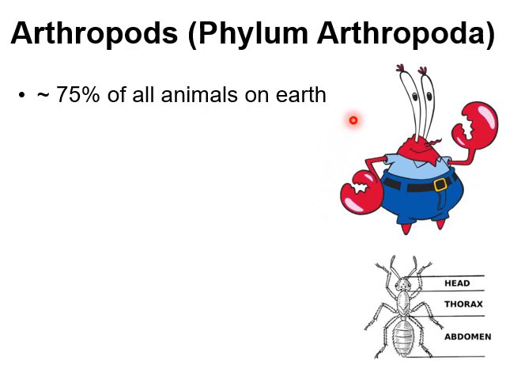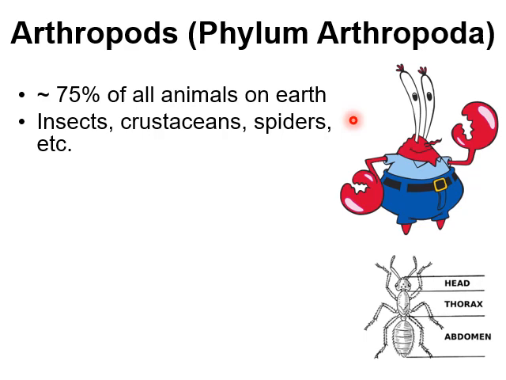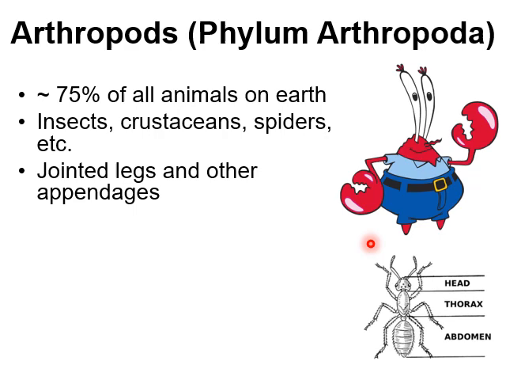If you were just to go to any tree in the Amazon rainforest and count all the different types of insects in it, there would be hundreds, if not thousands, of different species of insects in each tree in the Amazon. So there's a huge, huge amount of them. Arthropods include the insects, crustaceans, such as Eugene Krabs over here. He's a crustacean. It includes spiders and things kind of related to that. So what makes an arthropod is that they have jointed legs and jointed appendages.